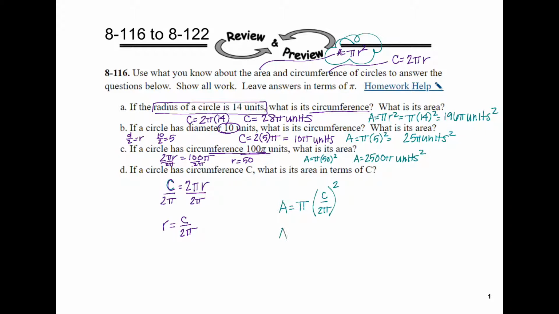So I can simplify that out by writing pi over 1, C over 2 pi, C over 2 pi. I notice that 2 times 2 is 4 in the denominator. This pi and this pi cancel out, so I'm left with 1 pi in the denominator. C times C is C squared. So my area is equal to C squared over 4 pi units squared.